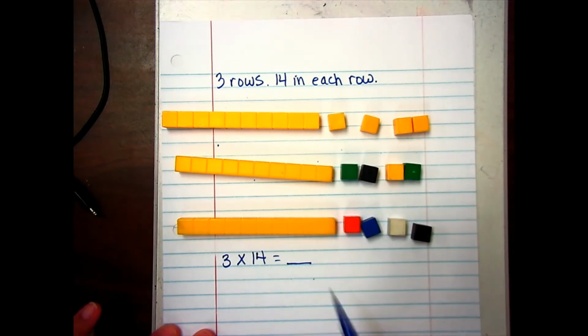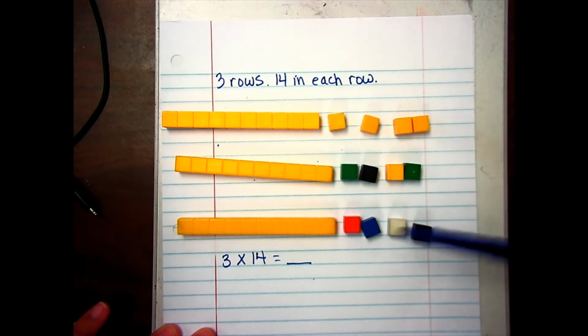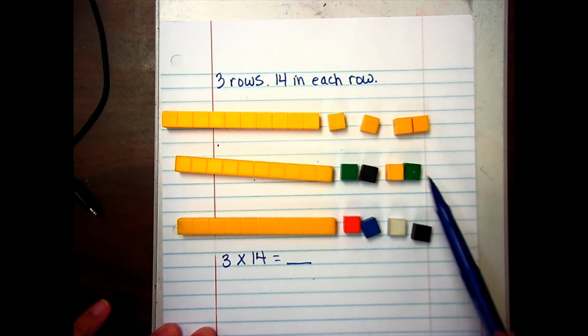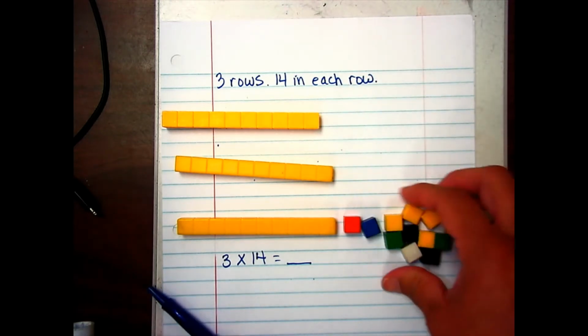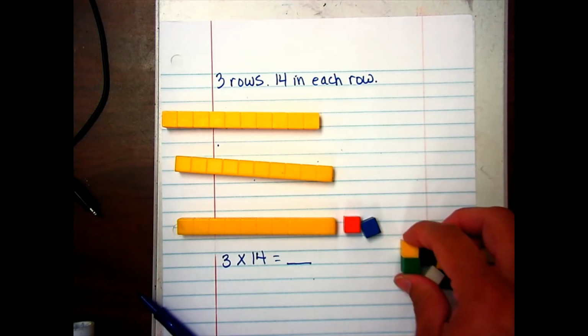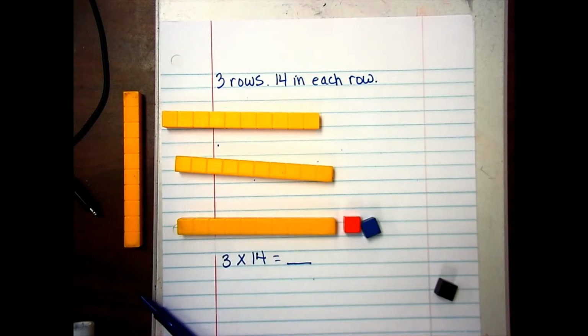Factor, factor, product. So let's look at our ones. Let's see if we have enough to regroup. I have 4 here, 8, 9, 10. Yes, I do. I have enough to regroup these. So I have 10, 4, 8, 9, 10. So I'm going to trade these 10 for a rod, for a 10. So there it is, okay?